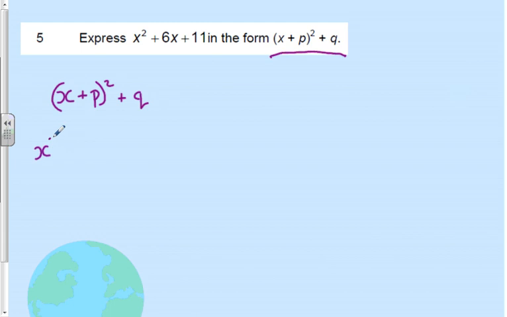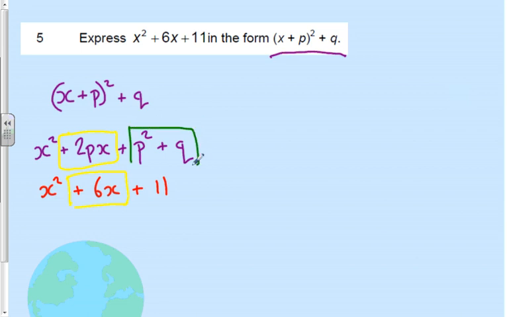That gives us x squared plus 2px plus p squared plus q. Now we compare the coefficients. We have the expression x squared plus 6x plus 11. That means that 2px must equal 6x, and that p squared plus q must equal positive 11.